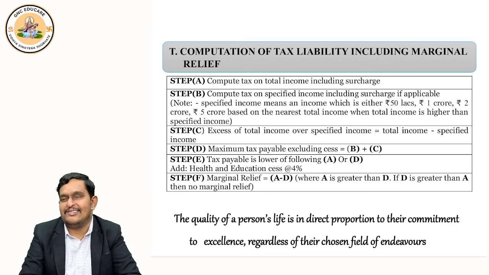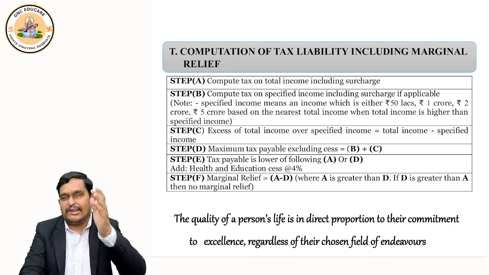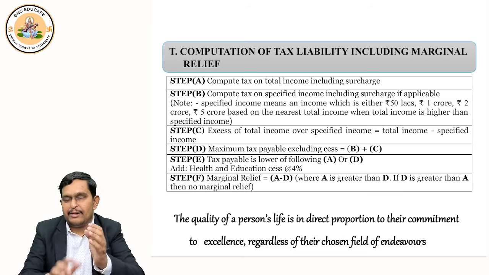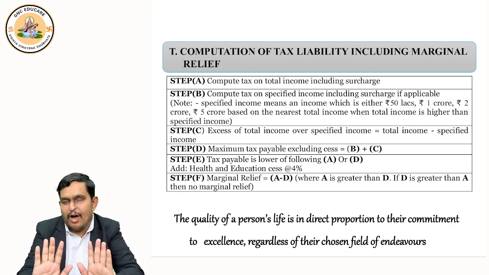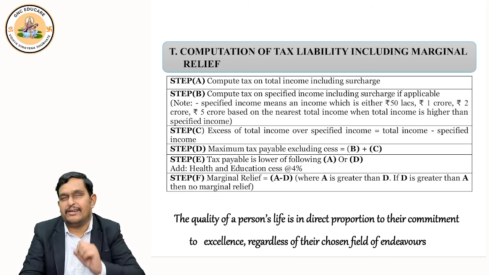Don't add health and education cess. That's why I did not tell you. Okay. Only your tax as per the slab rate plus your surcharge. That's it. Stop. Step A complete. Now come to step B.